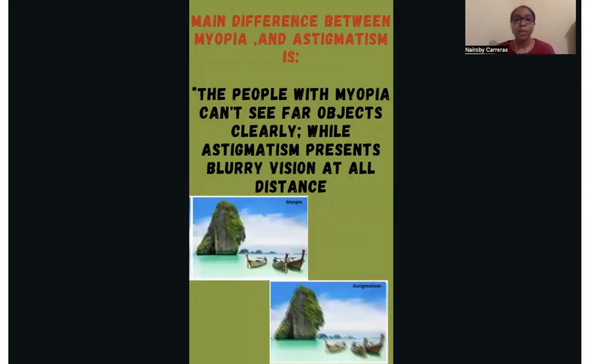The main difference between myopia and astigmatism is that people with myopia can't see far objects clearly, while astigmatism presents blurry vision at all distances.